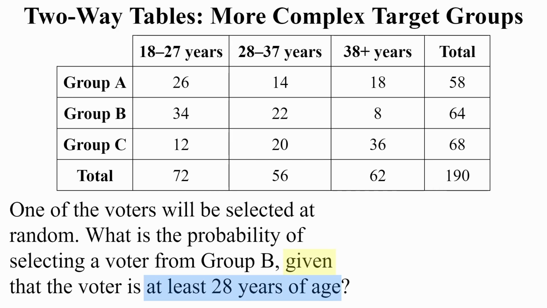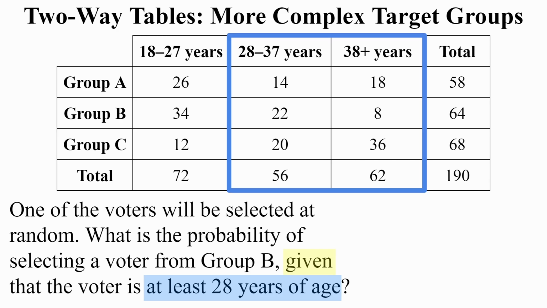Now, this is kind of hard to see, but you see at least 28 years of age. That's the 28 to 37 column, and it's also the 38 plus column. So I'm going to put a box around those 2 columns. And just to make it very clear that those numbers at the bottom aren't entries, I'm going to just, with my pencil, draw a little line just to show that those are the totals, kind of separate from the body of the blue box.